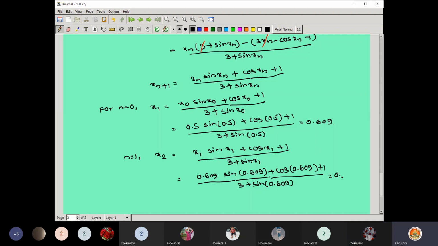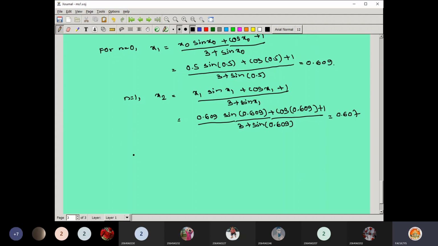0.607, right? Okay, so shall I stop it? A little bit of difference is there, so better you move to the next value. Substitute n equal to 2, so that you get x3 equal to x2 sin x2 plus cos x2 plus 1 divided by 3 plus sin x2. You just substitute the x2 value and give me the answer. What is the answer you are getting there?